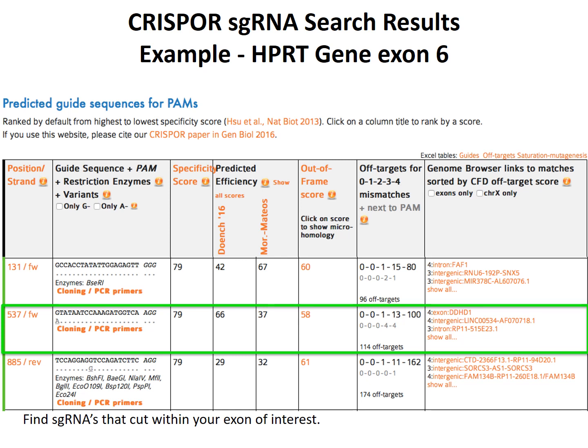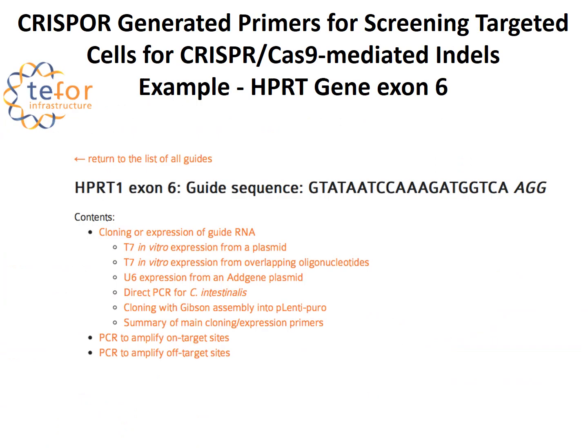But they also have cloning and PCR primer data here. It's a quick click to that, and you'll end up going to another page that has, again, your guide sequence, and below that, a table of contents. These, again, are clickable and will bring you to the lower part of the page. They'll have information for cloning your guide RNA into any system that you want.